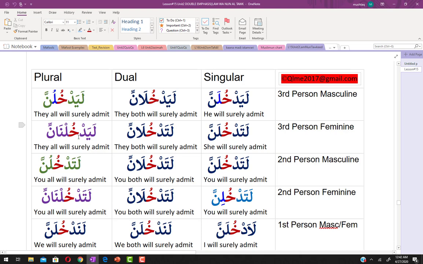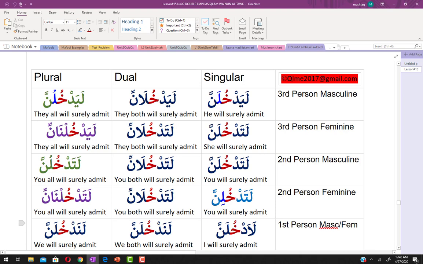Latadkhulanna, latadkhulanni, latadkhulunna. This is masculine plural, lunna. It will have a dhamma. Latadkhulinna. This is only one feminine singular, will have a kasra on the letter before noon shadda. You will surely admit for the feminine. Latadkhulanni, all the duals will have anni. Latadkhulnanni, the feminine plurals will have nanni. Layadkhulnanni, latadkhulnanni. Laadkhulanna, lanadkhulanna. I will surely admit, we both will surely admit, and we all will surely admit.